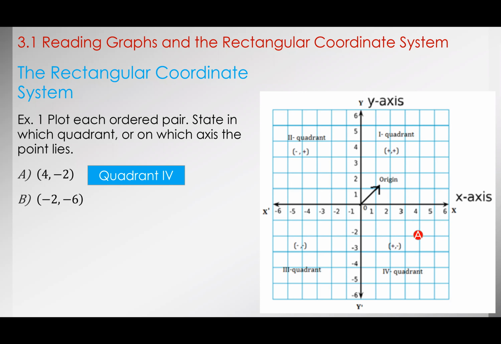So for negative 2, we travel to the left, negative 2, and we don't stay there because there's a negative 6. We go down. Do you agree that B is negative 2 to the left, and negative 6 down, so negative 2, negative 6? And again, the number is a little bit off the line, so you might get confused, but this is negative 1, this is negative 2, negative 3, negative 4, negative 5, and negative 6.